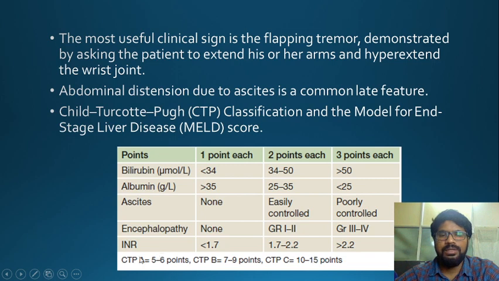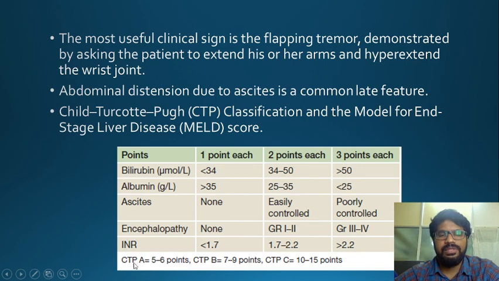Depending upon the sum of all the points, this is divided into 3 classes: CTP Group A, Group B, and Group C. A class is 5 to 6 points, B is 7 to 9, and C is 10 to 15. In a broad way, you can see this as mild, moderate, and severe: severe chronic liver disease, moderate chronic liver disease, and mild chronic liver disease.